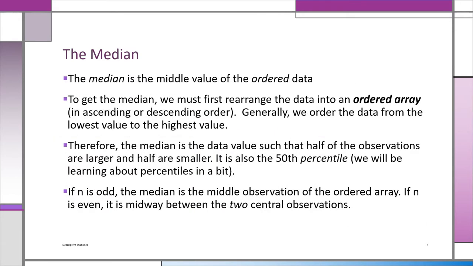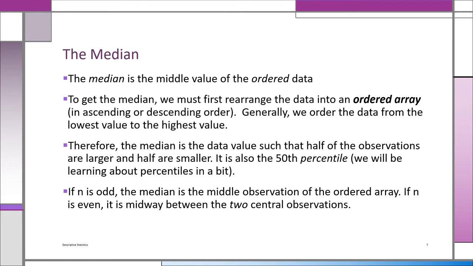The median is basically the middle value of the data after you order it. You have to order the data, which let's do from lowest to highest. You can go either way, but generally I like to do lowest to highest. Now the median is going to be the middle value, which basically means that half the values in your data set are below it, and half are above it. That's why the median can also be seen as the 50th percentile. We're going to learn about percentiles shortly. But the median is the 50th percentile, half below, half above.